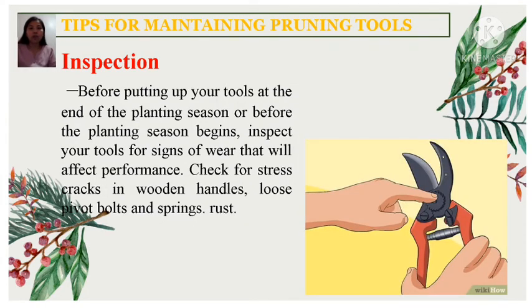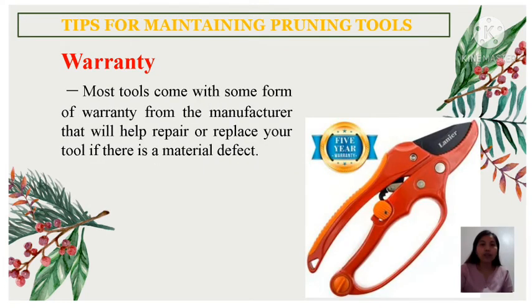Inspection. Before putting up your tools at the end of the planting season or before planting season begins, inspect your tools for signs of wear that will affect performance. Check for stress cracks in wooden handles, loose pivot bolts, and spring rust. Warranty. Most tools come with some form of warranty from the manufacturer that will help repair or replace your tool if there is a material defect.